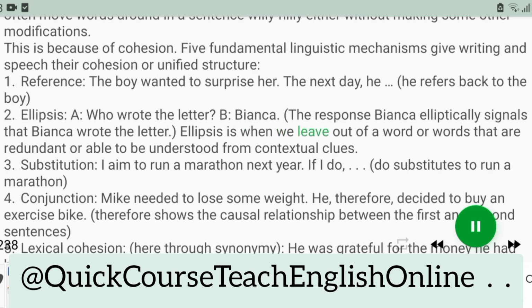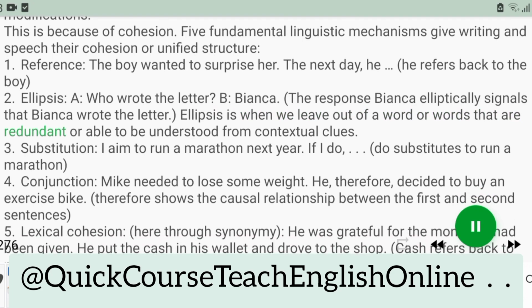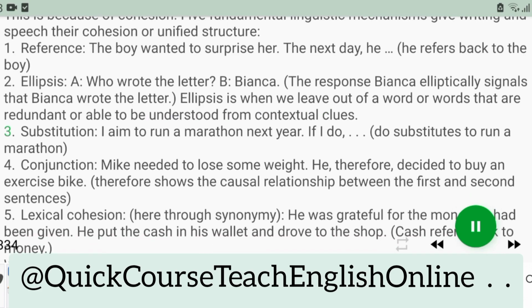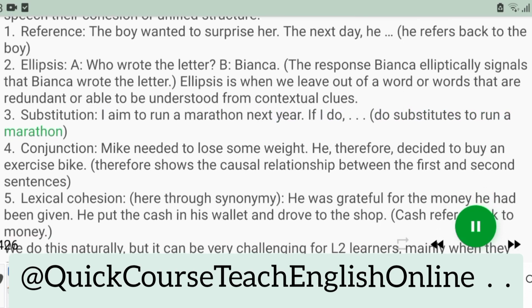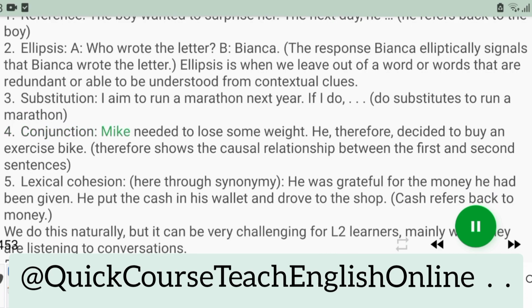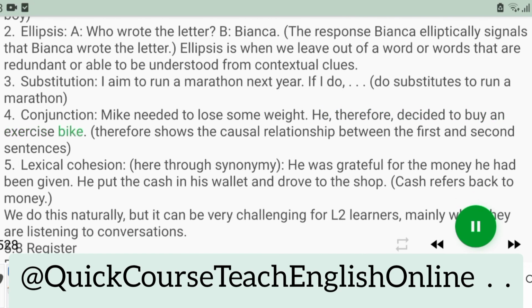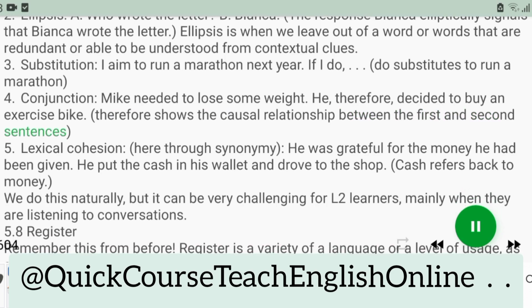Ellipsis is when we leave out a word or words that are redundant or able to be understood from contextual clues. 3. Substitution. I aim to run a marathon next year. If I do, substitutes for to run a marathon. 4. Conjunction. Mike needed to lose some weight. He, therefore, decided to buy an exercise bike. Therefore shows the causal relationship between the first and second sentences.